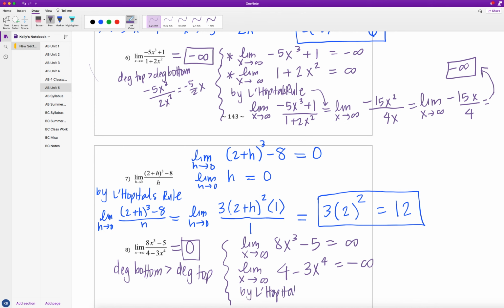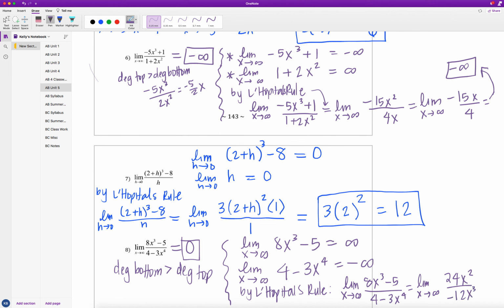So by L'Hopital's rule, what that tells me then is that my original problem, which is the limit as x approaches infinity of 8x cubed minus 5 all over 4 minus 3x to the 4th, is now equal to the limit as x approaches infinity of the derivative of the numerator. So the derivative of the numerator, we'll use the power rule. We'll get 24x squared over the derivative of the denominator, which will give me a negative 12x cubed.